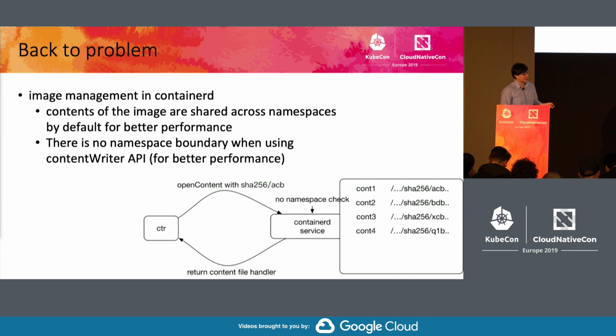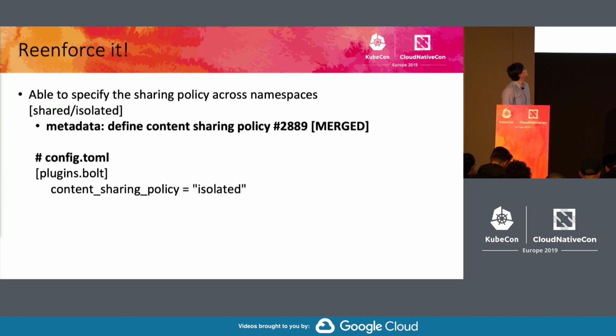However, it's a multi-tenancy situation in our case. So the ideal design is to provide a feature that lets the user decide whether to share the contents across namespaces. So we developed this feature. With the help of the community, we finally merged this feature into the upstream, and the current containerd is able to specify the sharing policy by the configure file.